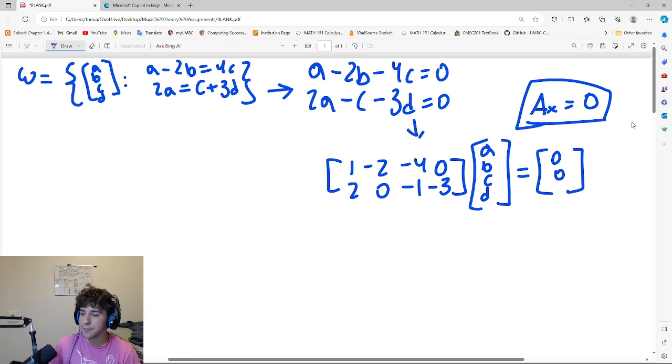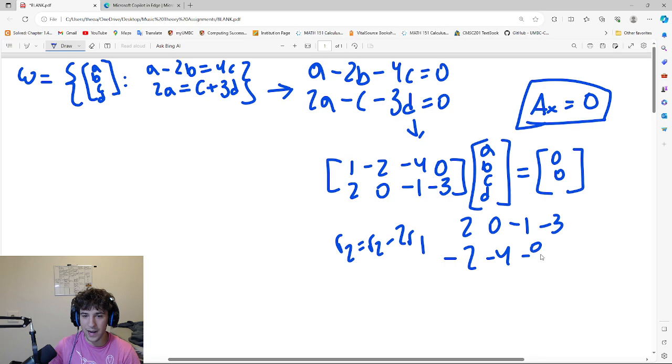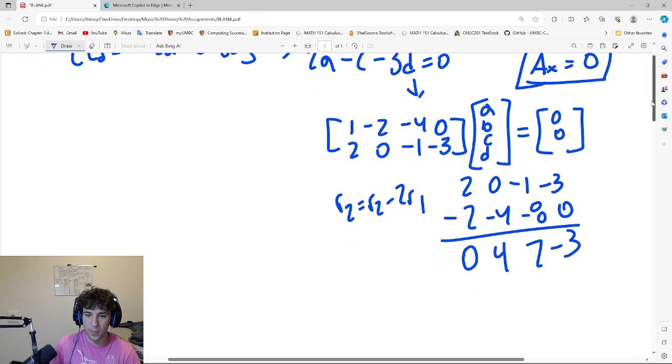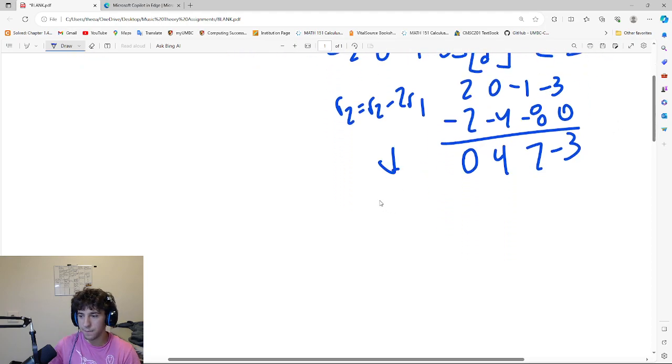So once we do that, we can row reduce the following equation to make it in pivot form. And the way we can do that is we have row 2 equals row 2 minus 2 times row 1. So we have 2, 0, negative 1, negative 3, minus 2, negative 4, negative 8, and 0. So we get 0, 4, 7, and negative 3 here. So now we see that our matrix is going to be in this form. 0, 4, 7, negative 3.